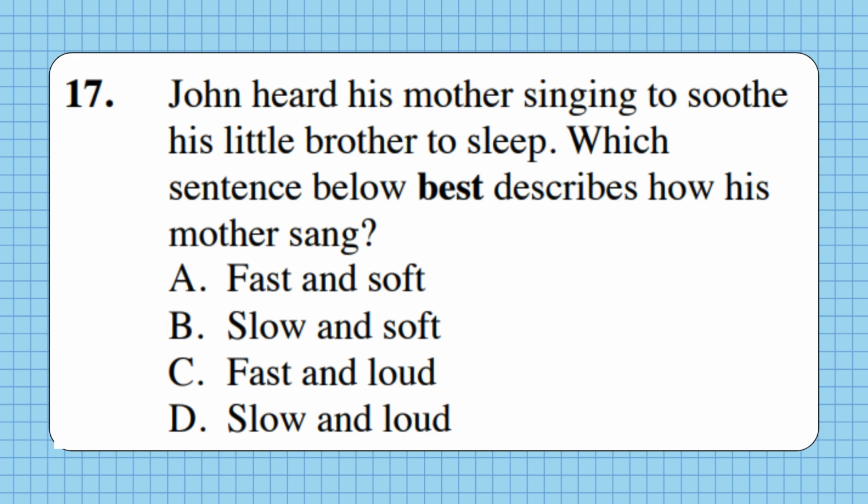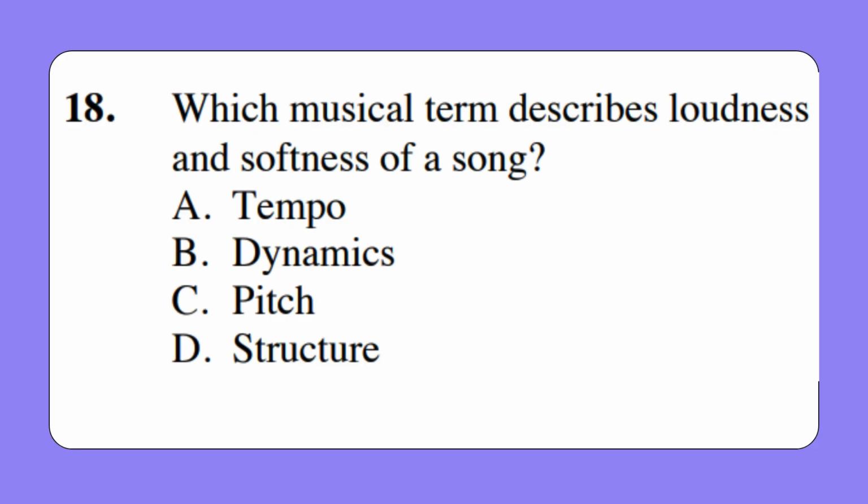17. John heard his mother singing to soothe his little brother to sleep. Which sentence below best describes how his mother sang? A. Fast and soft. B. Slow and soft. C. Fast and loud. D. Slow and loud. 18. Which musical term describes loudness and softness of a song?